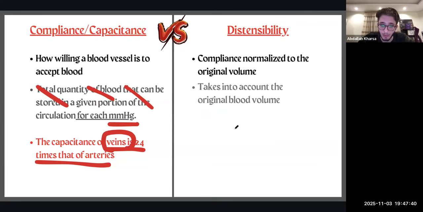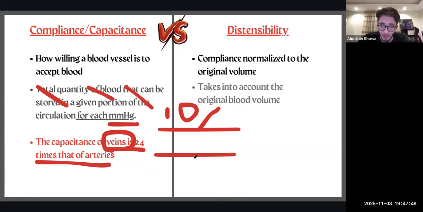Let's say I have a blood vessel, and I increase the pressure by 10. This vessel increases in volume because it's compliant. The compliance is measuring how much volume increased. We increased by 10, how much did it increase this time? The distensibility takes the same number and divides it by the original volume.